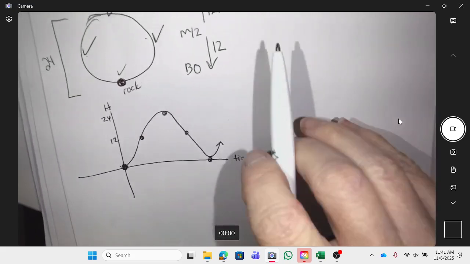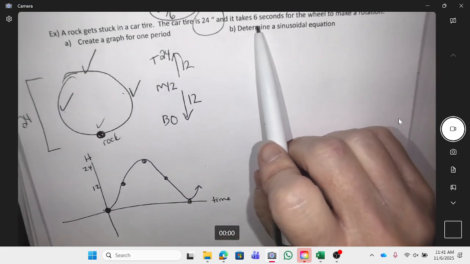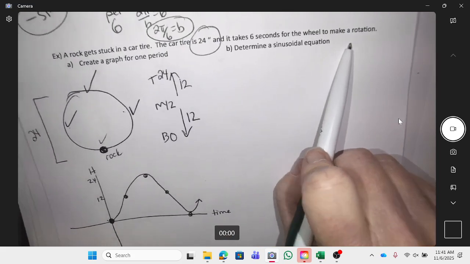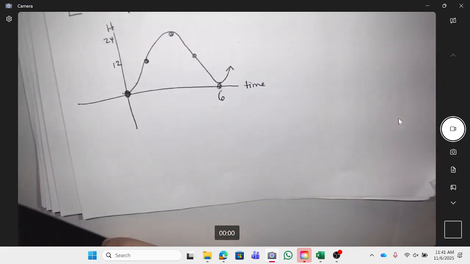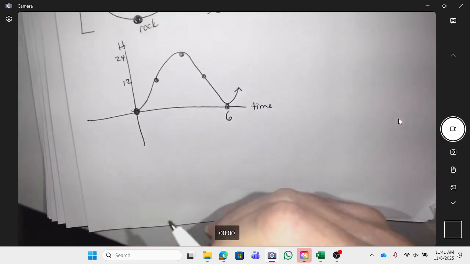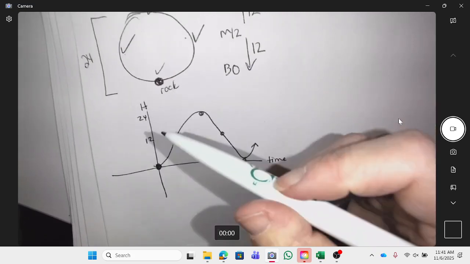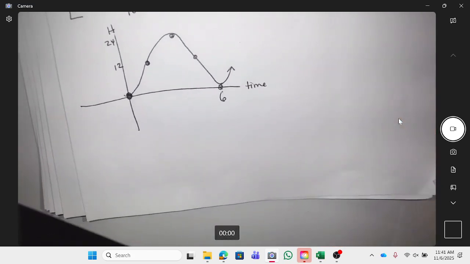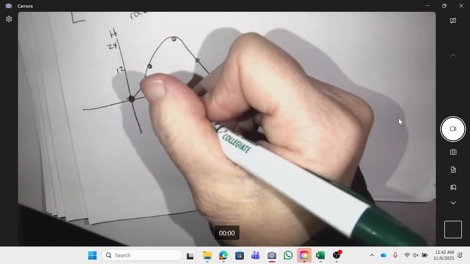So now it says this. It takes 6 seconds for the wheel to go around. So this is 6 seconds. So what are all the increments of these 4 positions? So take 6 divided by 4.